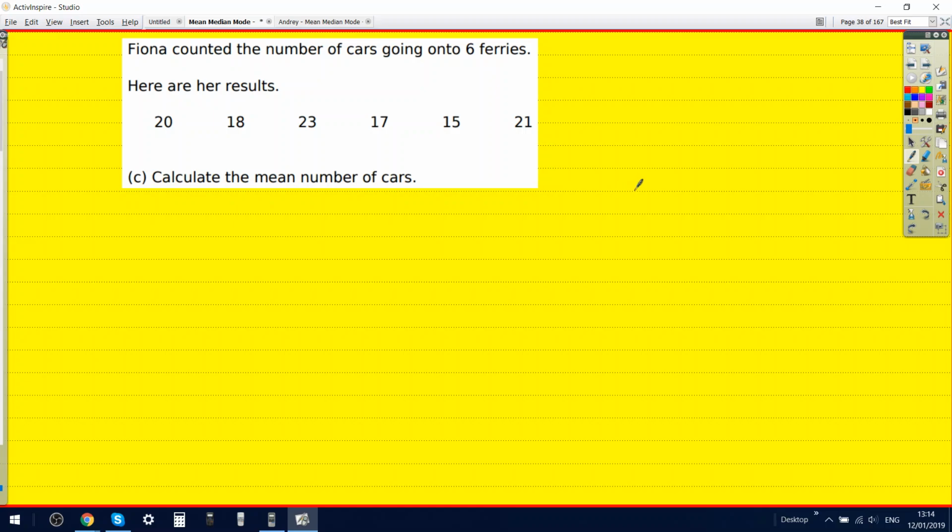So what's the working out for this one? Calculate the mean number of colours.